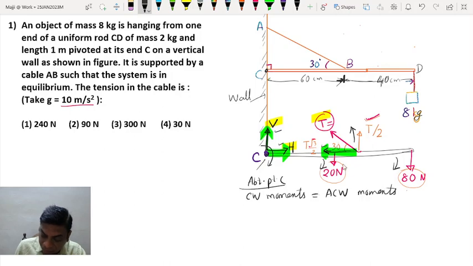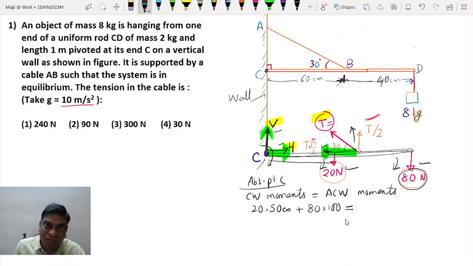So clockwise moment is due to the weights. So 20 Newton into this distance is 50 cm because it's a meter rod, plus the moment due to this 80 Newton into 100 centimeter. The meter rod length is 1 meter. This should be balanced by the moment due to this force, that is T by 2 multiplied by 60 centimeter. You can see the distance is 60 centimeter, the lever arm.